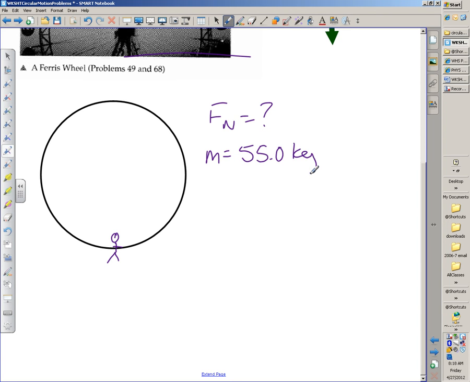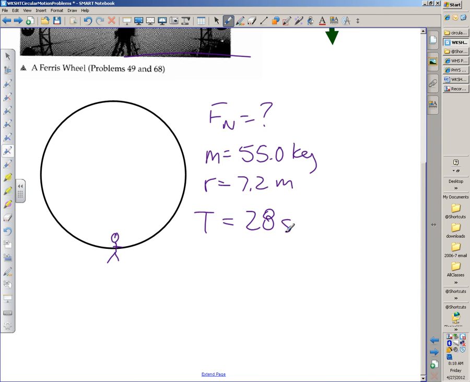And then it told us a radius, I believe, is that correct? 7.2 meters. And then it told us a time, right? Do you remember the term that we used to represent that time? Called it the period, right? And it was 28 seconds? All right.